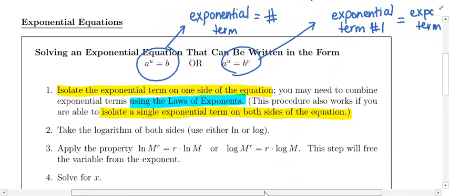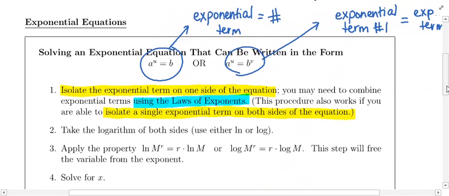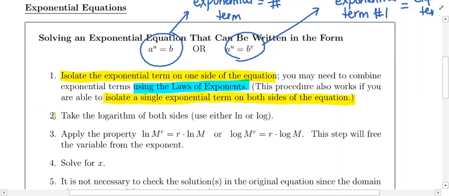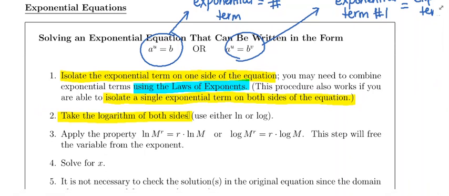After you're able to get your equation in that format, you're going to take the logarithm of both sides. I recommend using either natural log or base 10 log. You may want to use log base 4 or log base 9, but my recommendation is to use ln or log, because those are the buttons that you see on your calculator.